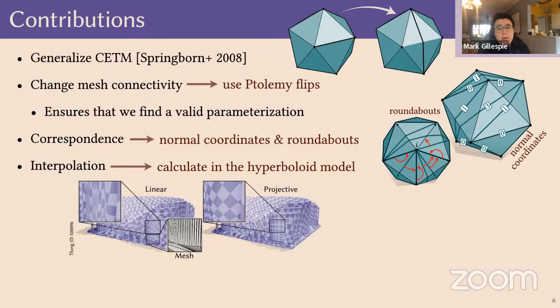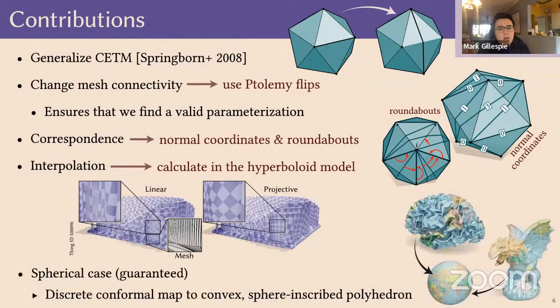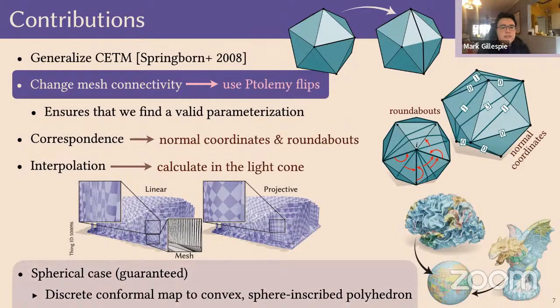And then finally, as I mentioned before, we can also compute discrete conformal maps to the sphere, as well as parameterizations to the plane. Now, in today's talk, I'll mostly focus on these connectivity changes, but I'll also briefly touch on spherical uniformization as well.